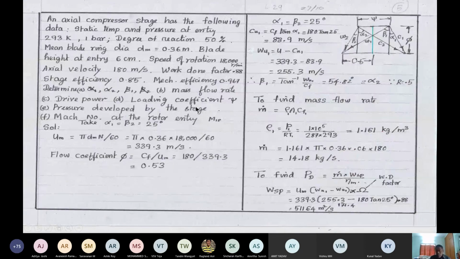So next we'll take just this problem. We will not complete it. Some part of that we will discuss today. This is a problem.